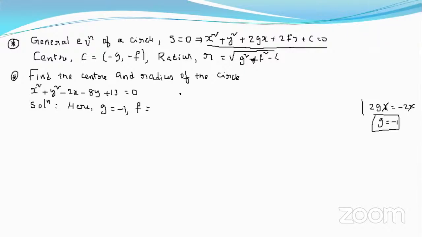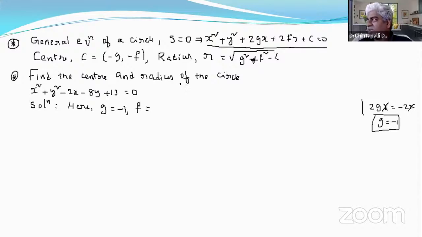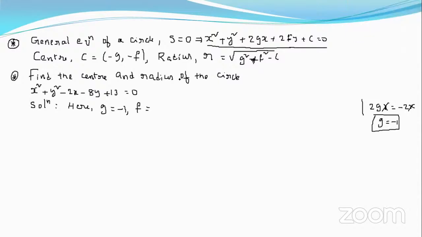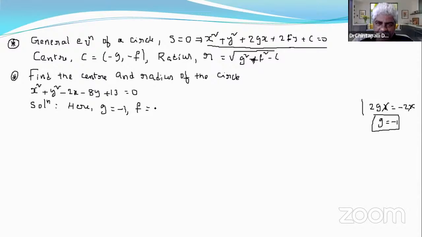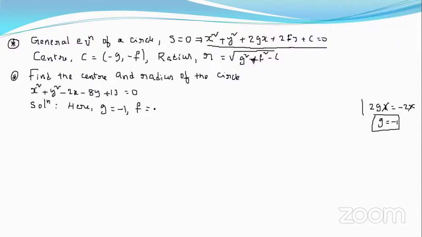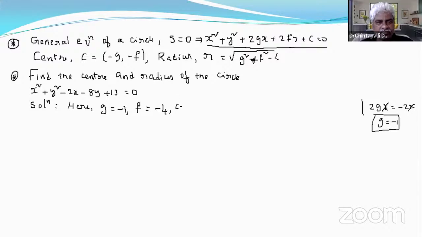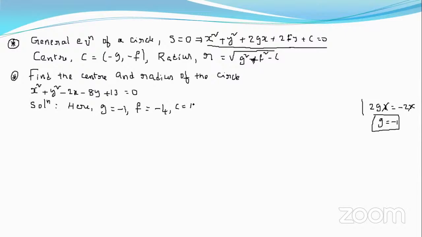2. Compare 2fy to minus 8y. When we compare 2fy to minus 8y, f is equal to negative 4. Very good. F is equal to negative 4, correct. What is c? C is a constant, 13. Very good.